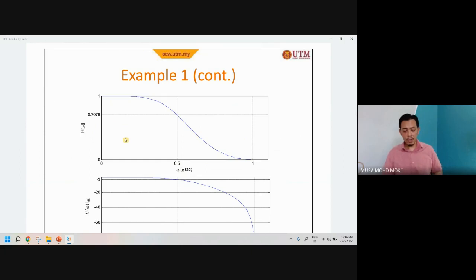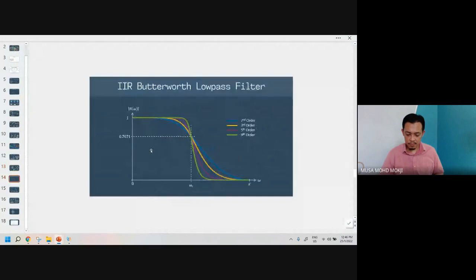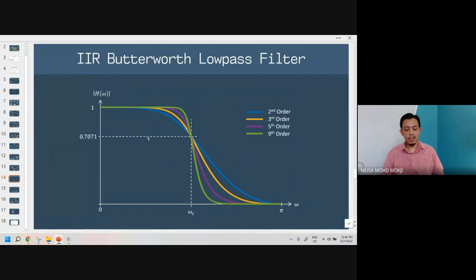Another thing we can see is that at the cutoff frequency, the magnitude is 0.7079. Is that true? Let me check. Sorry, not 0.7079, it's supposed to be 0.7071. What is fixed? For FIR, this is fixed at 0.5. For IIR, it is fixed at 0.7071.